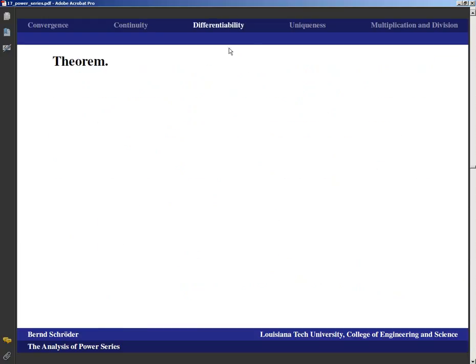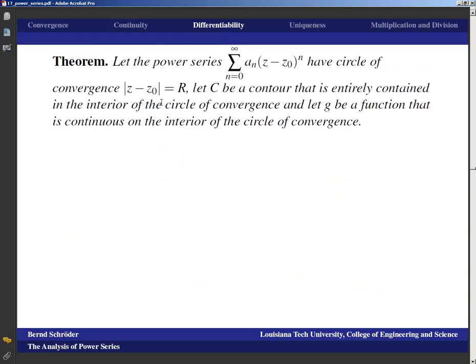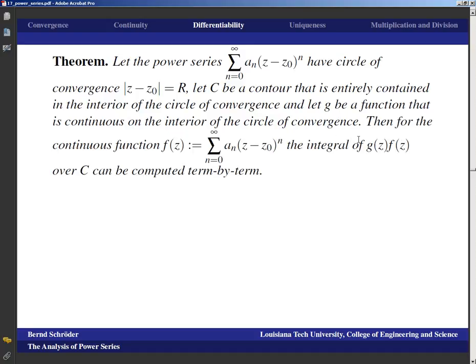Okay, for differentiability, strangely enough, we will first talk about integrals. So take a power series, sum n equals 0 to infinity of a n times (z minus c0) to the n, with circle of convergence |z minus c0| equal to r. We let C be a contour that is entirely contained in the interior of the circle of convergence, and we let g be a function that is continuous on the interior of the circle of convergence.